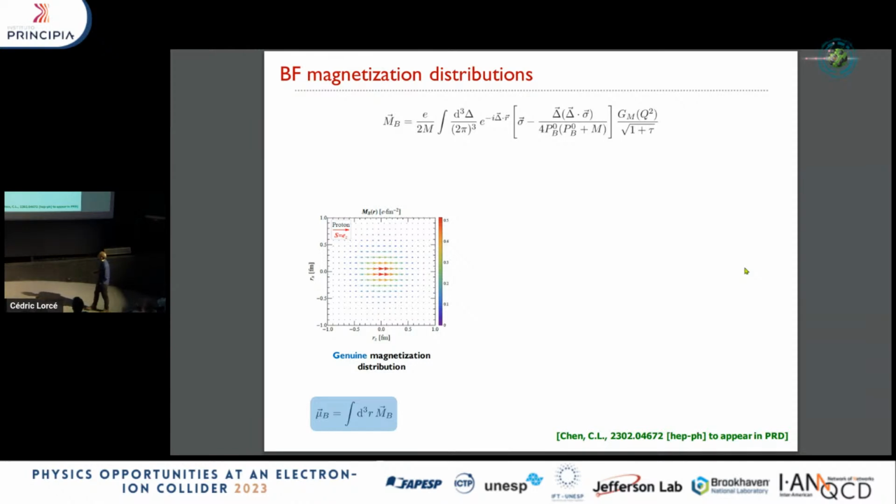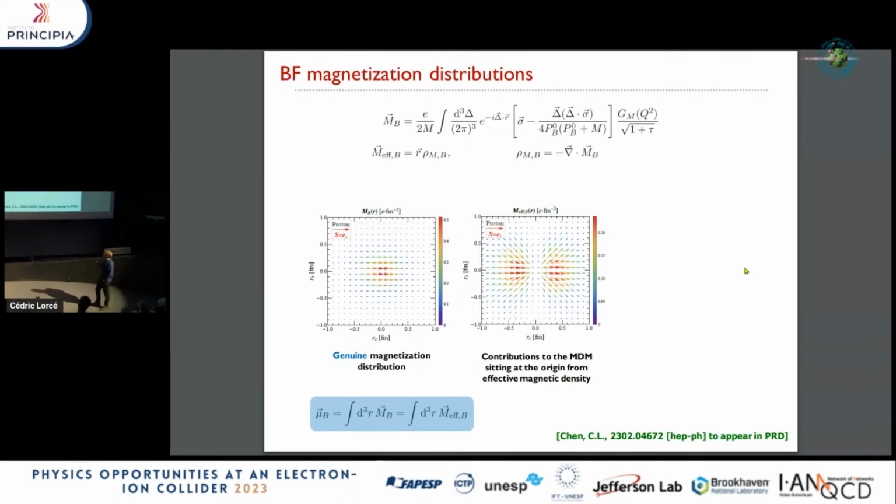In the literature, people like to use other definitions for densities of magnetization. They like to define, for example, an effective magnetic density. So even though we haven't observed magnetic monopoles yet, we can define an effective magnetic monopole distribution, and then define an effective magnetic dipole moment as the magnetic charge distribution multiplied by the position vector r. And then you get, with the same data, but with this transformation, this kind of distribution.